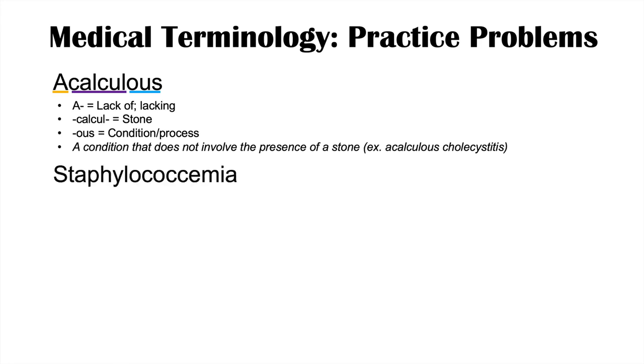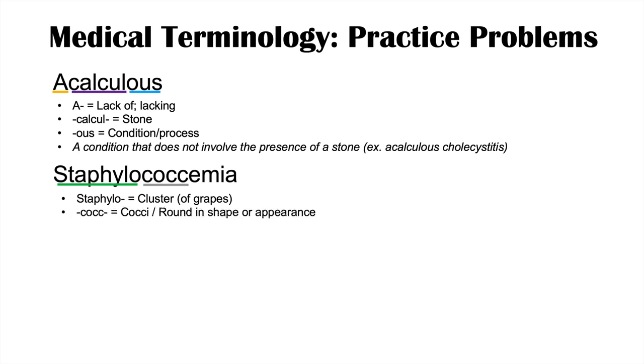The next word is staphylococcemia. We break that word down again. Staphylo means cluster, and oftentimes it's a cluster of grapes. This might sound weird, but we'll keep going. Cocc refers to coccus, or really what it means is round in shape or appearance.